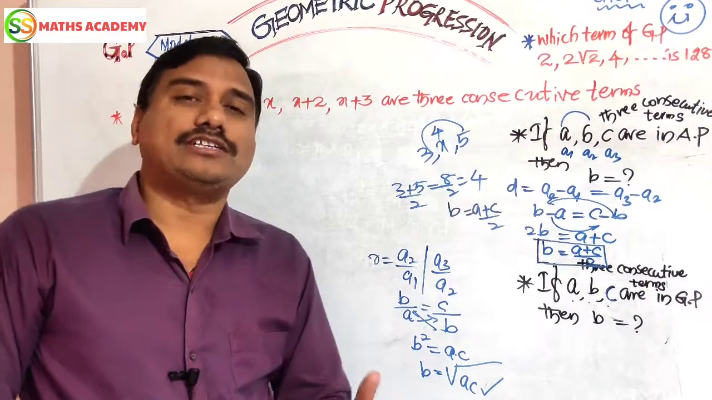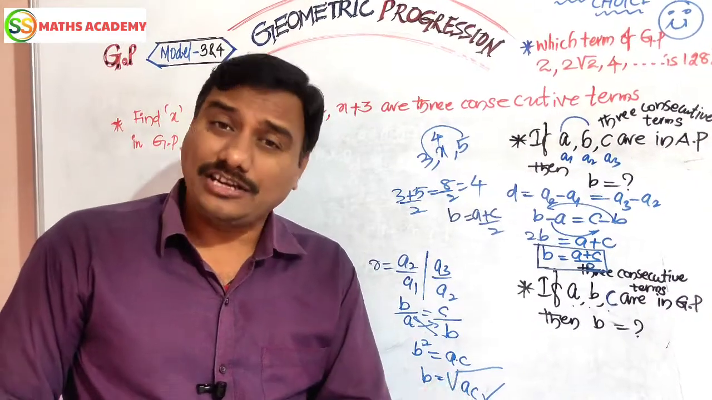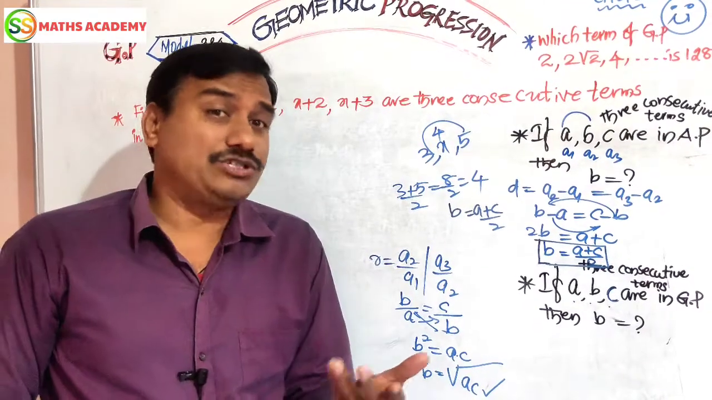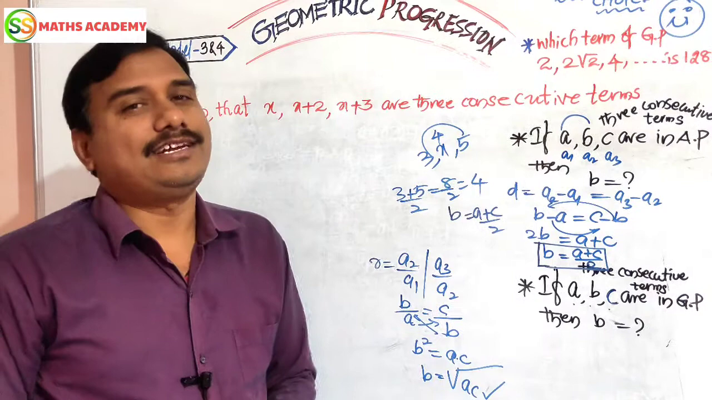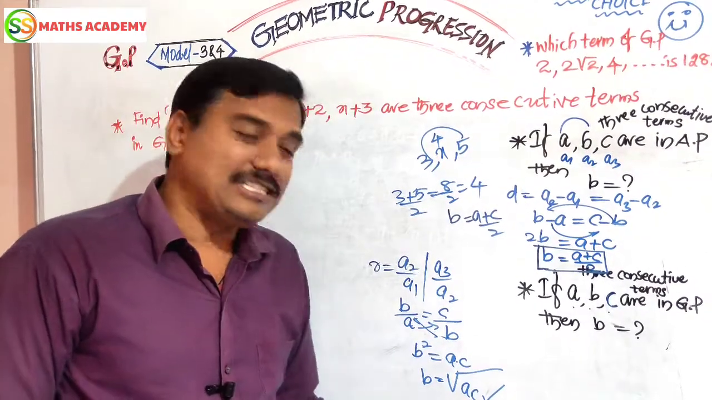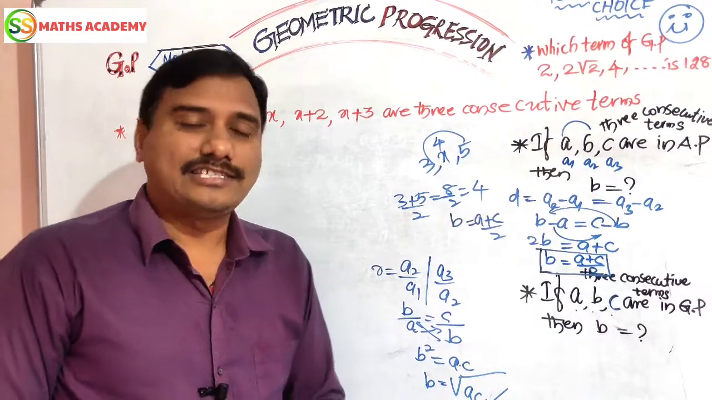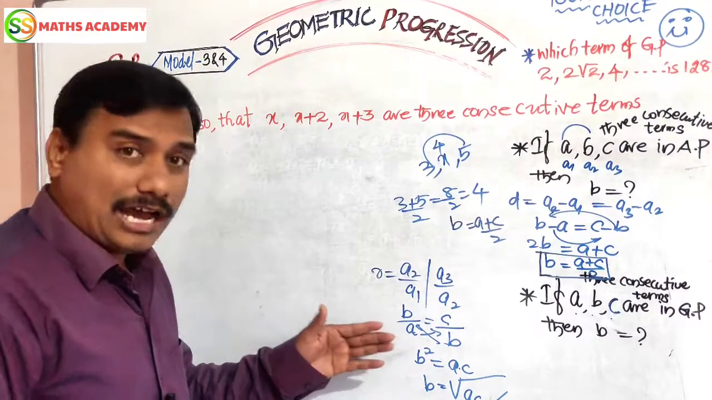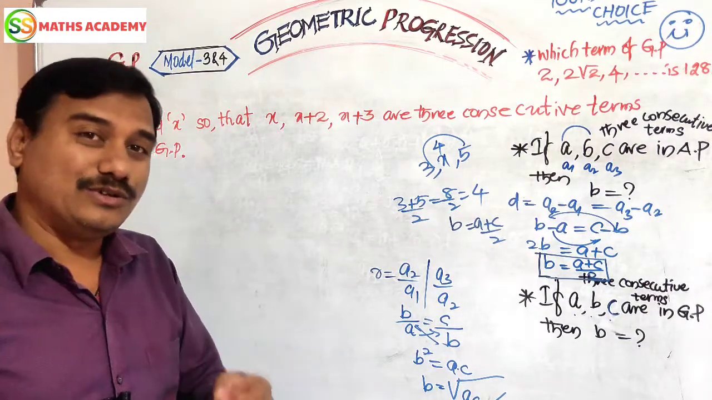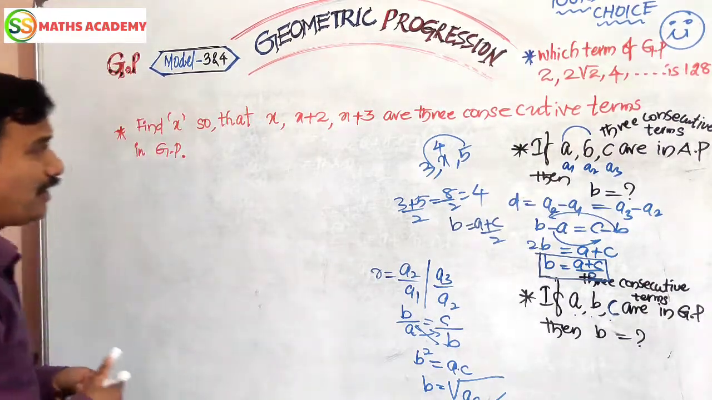If they ask the question A, B, C are in GP, then B square equals dash AC, then B equals dash root AC. Like that, you can find any kind of question in a very easy manner by applying this concept. The same concept I am going to apply here, because it is GP, and then I should find the x value. Very easy manner. Let us see, dear friends.